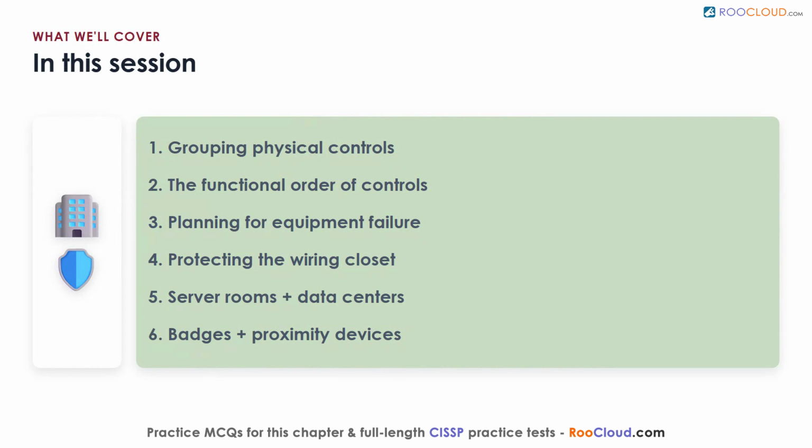We'll answer several questions. How do we group physical security controls? What order should controls act in when someone tries to break in? How do you plan for equipment that will eventually fail? Why does the wiring closet deserve serious protection? What makes a server room different from an ordinary room? And how do badges and proximity devices actually decide who gets in?